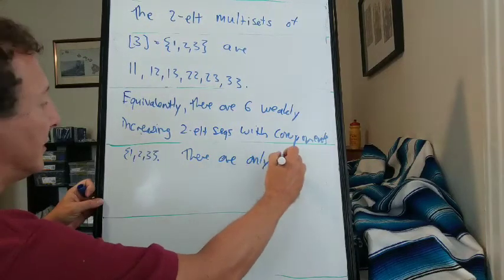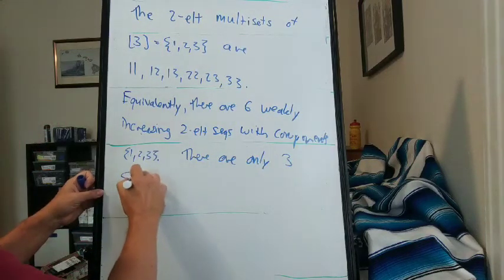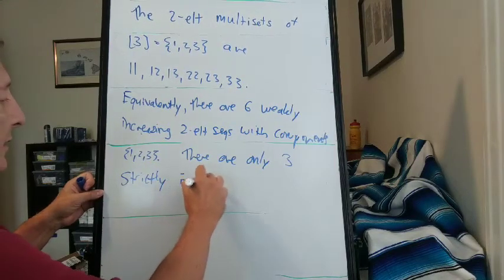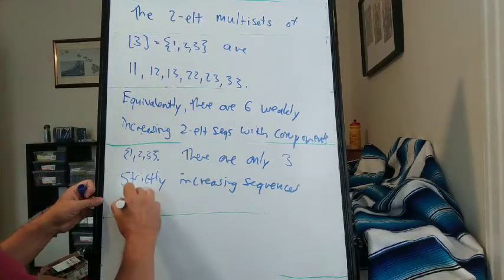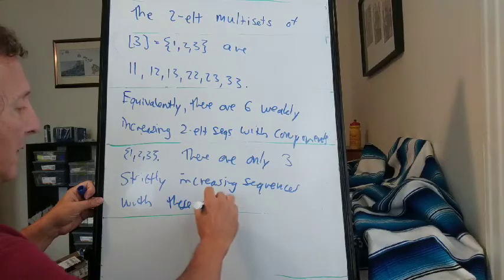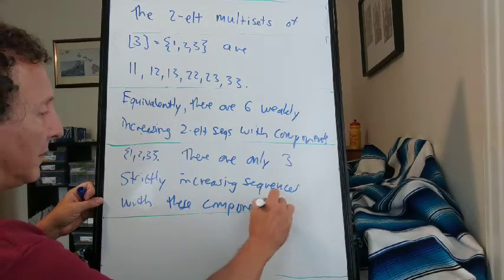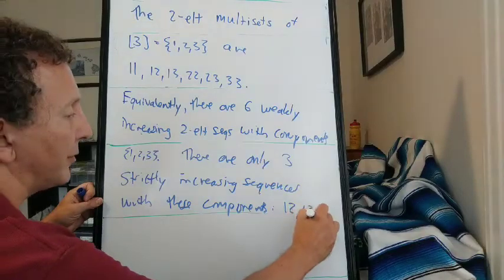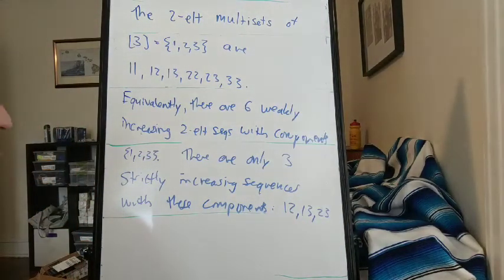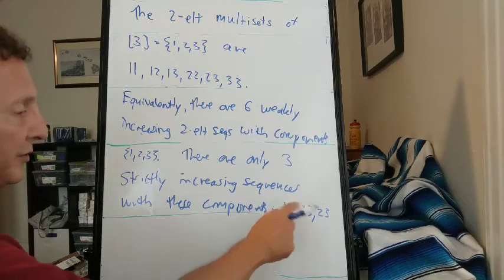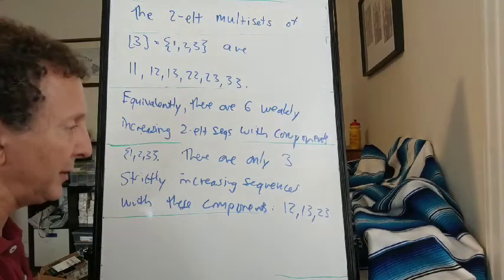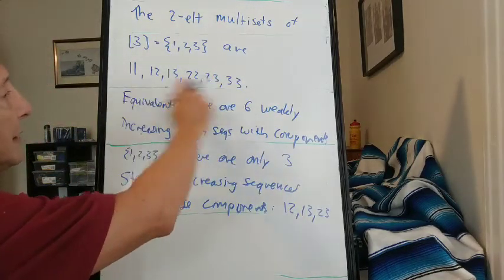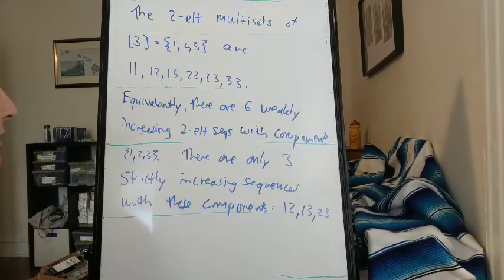Now there's only 3 strictly increasing sequences with these components: 1,2; 1,3; and 2,3. So sets of numbers can be looked at as strictly increasing sequences, because in a set we never have any element repeated. And multisets can be looked at as weakly increasing sequences, because we are allowed to have elements repeated arbitrarily many times.